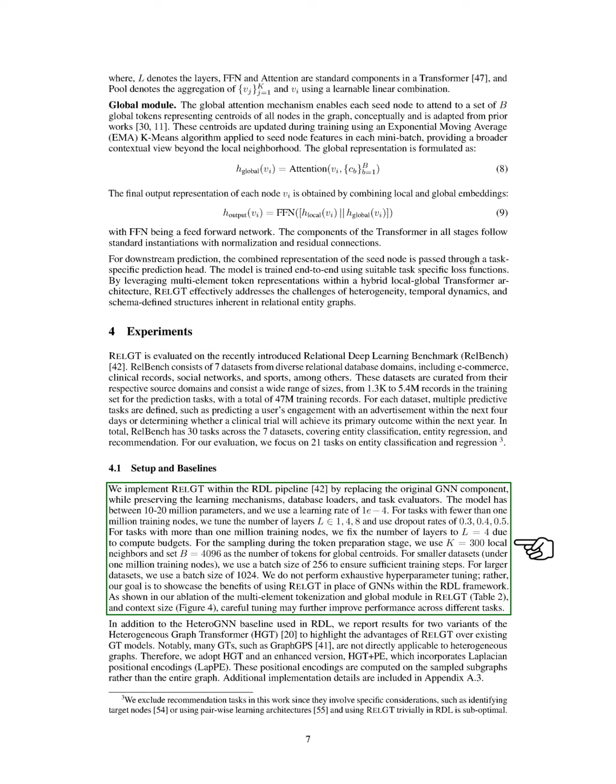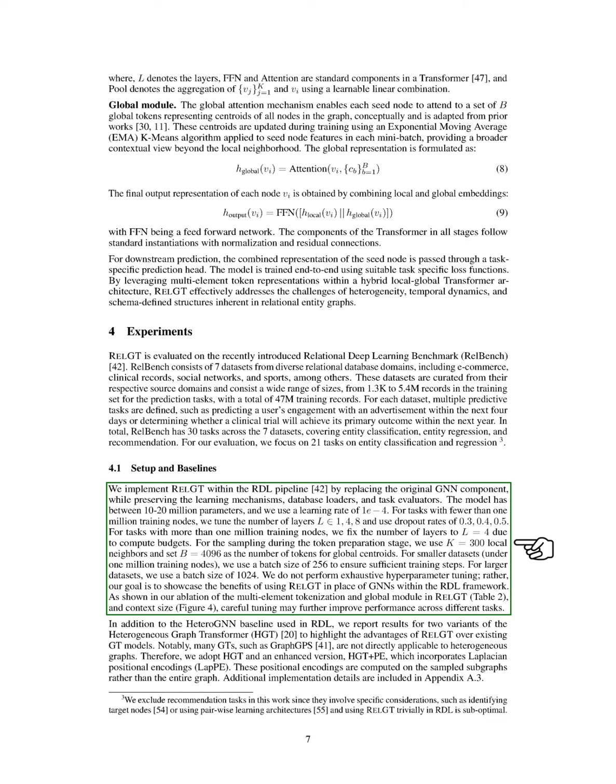In terms of setup, we implement RELGT within the RDL pipeline by replacing the original graph neural network component while maintaining the learning mechanisms and database loaders. Our model has between 10 to 20 million parameters, and we set a learning rate of 100,000. For tasks with fewer than 1 million training nodes, we adjust the number of layers and dropout rates, while for larger tasks, we fix the number of layers to 4.